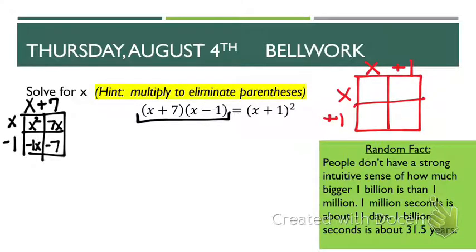So when you multiply this side, this is what you should get. Combine your like terms. 7x minus x is 6x. So you should have x squared plus 6x minus 7. And then on the other side, x plus 1 times x plus 1, you should have x squared plus 2x plus 1. Who had that? So what's going to happen when you subtract x squared from both sides?